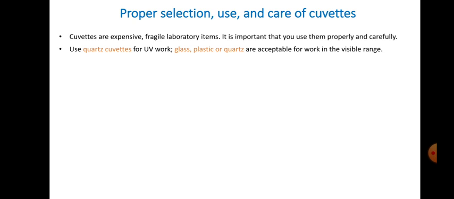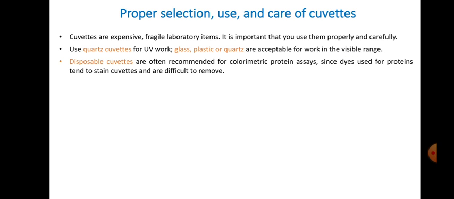So use quartz cuvettes if you are doing UV region measurement, and you can use glass, plastic or even quartz if you are going for visible measurements. Then nowadays we also have disposable cuvettes. These are recommended for colorimetric protein assays, since dyes are used in these estimations and they will definitely stain the cuvettes, and these stains are very difficult to remove, right? So there is a problem with cleaning, and if the stains are not removed, then we cannot use them for other kinds of samples. So these disposable cuvettes are very popularly used nowadays.